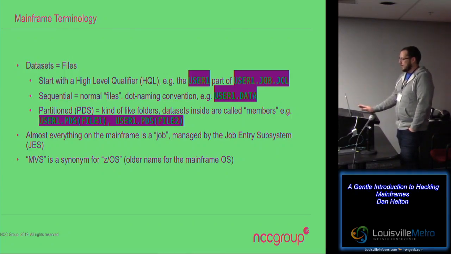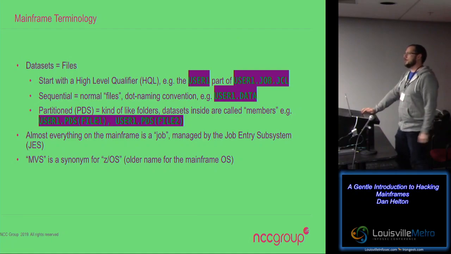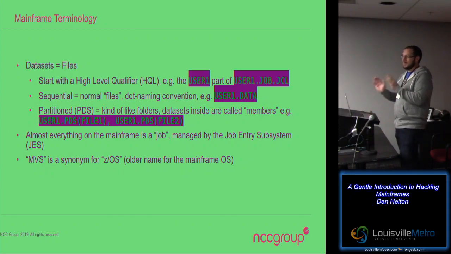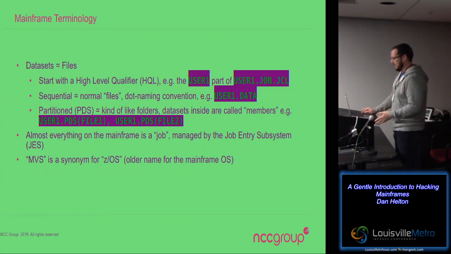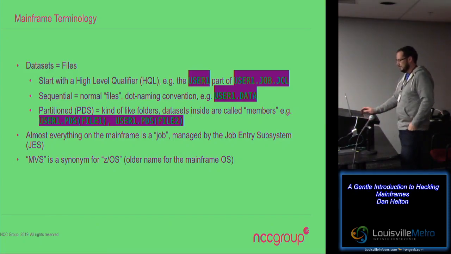Almost everything on the mainframe is run like a job, and that's all managed by JES, the job entry subsystem. You'll also hear mainframers call z/OS, the mainframe operating system, MVS, and that's just an older name for the mainframe OS. The OS has changed names like 8 or 9 times. z/OS has been the longest. It's been the name of the OS for like the last decade or so, and I think it's going to stick around until they have some major hardware revamp. But yeah, you'll still hear MVS used a lot in the mainframe world.